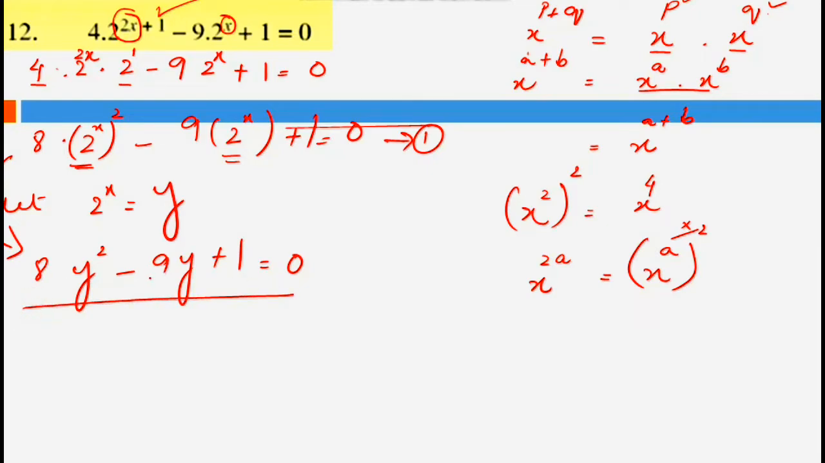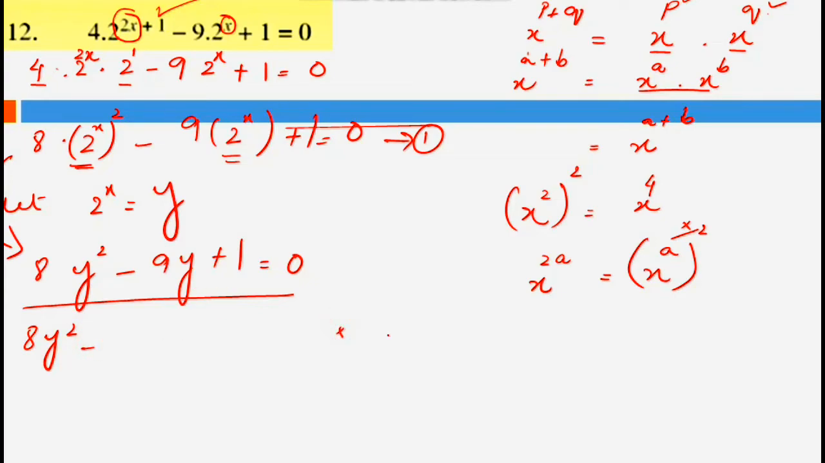Whenever we have a quadratic equation, we can solve it by factorization, by middle term break, or by the completing square method. Another method to solve a quadratic equation is by using the quadratic formula. Here I am going to use the middle term break method. So it will be 8y squared.